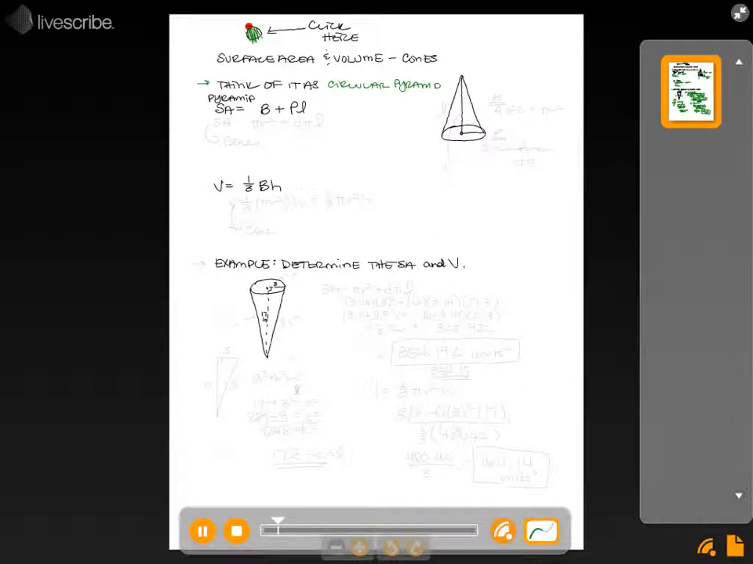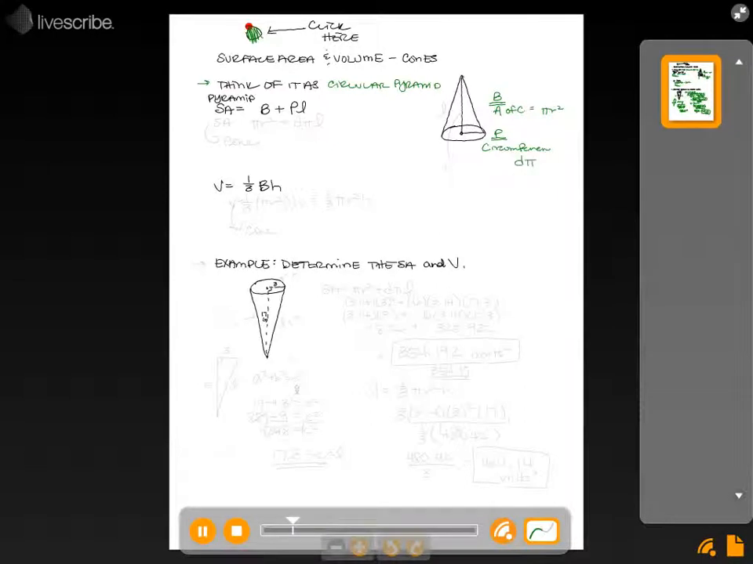We're going to swap out B and P for these formulas so that they're more specific for a circle, because that's the shape of the base. Now remember, your area of a circle is pi r squared, which in this case is B. That's the base. P is the perimeter of a circle, which is circumference, and its formula is d pi.